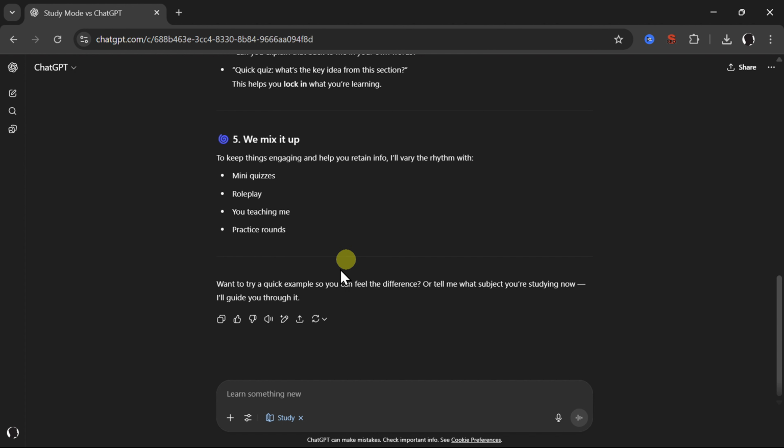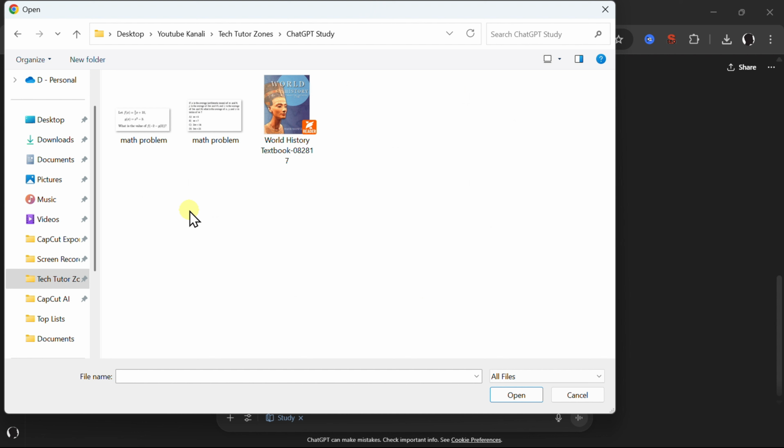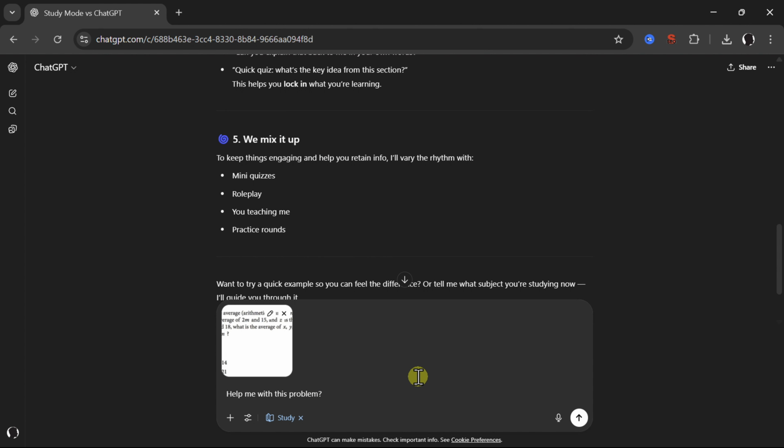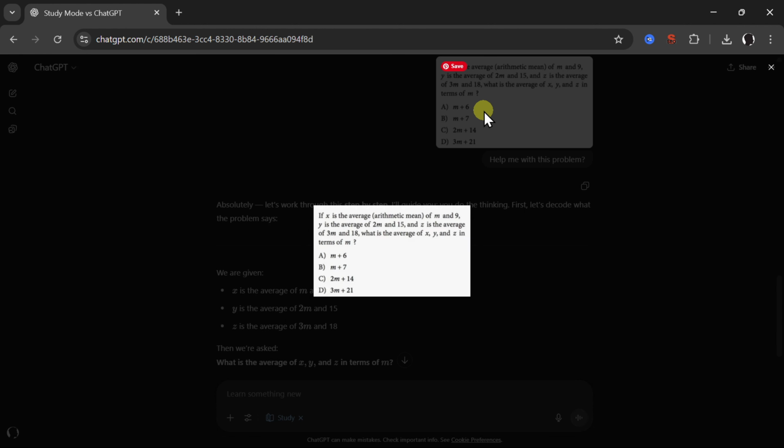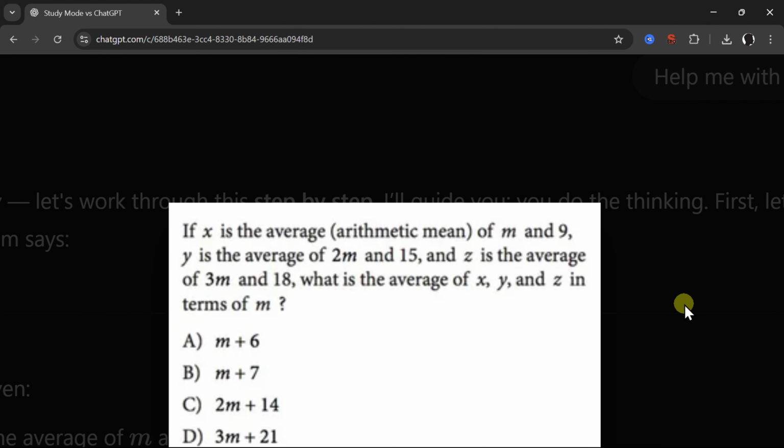Let's upload a math equation, math problem. So I will click here to add file, add photos and files. Here I have a couple of images, so let's start with this one. Help me with this problem. Nice. So let's first see the problem. If x is the average arithmetic mean of m and 9, y is the average of 2m and 15, and z is the average of 3m and 18, what is the average of x, y, and z in terms of m? There we have some answers here.